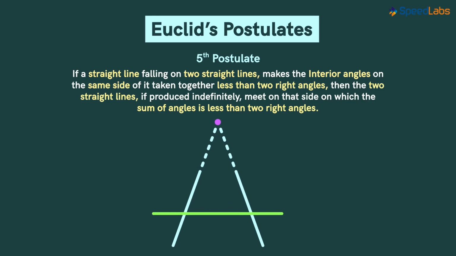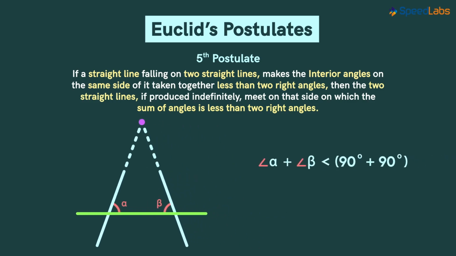Then these will be the interior angles made by the third line by falling on our initial lines. And the sum of both these angles will be less than the sum of 2 right angles. In simpler words, the sum of these angles would be less than 180 degrees.